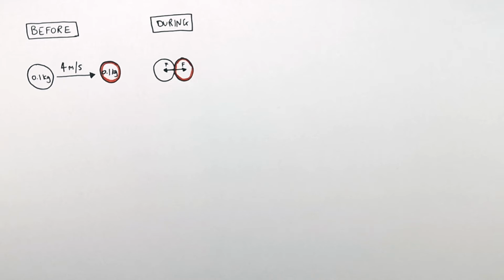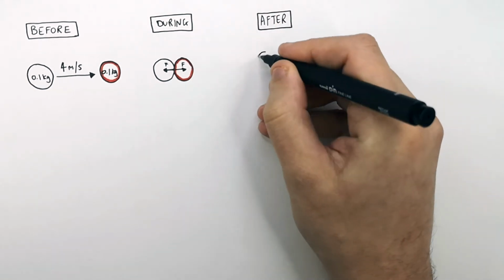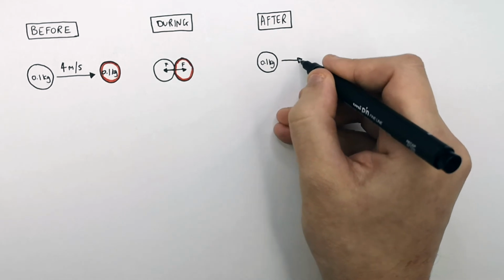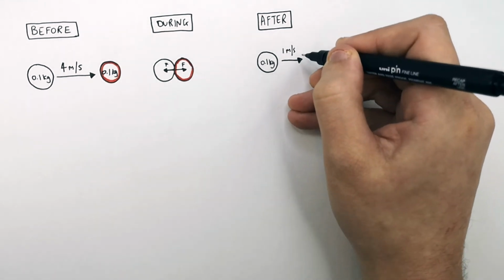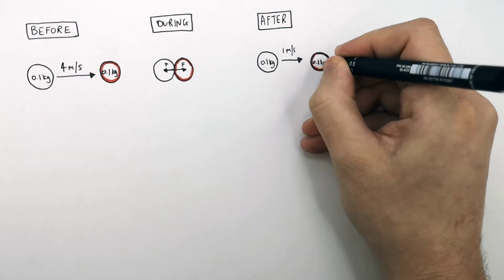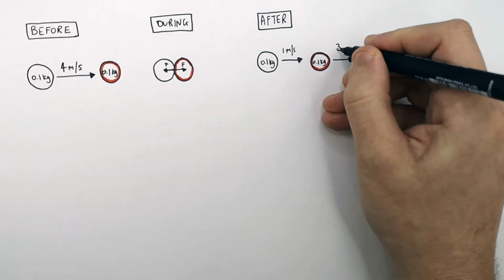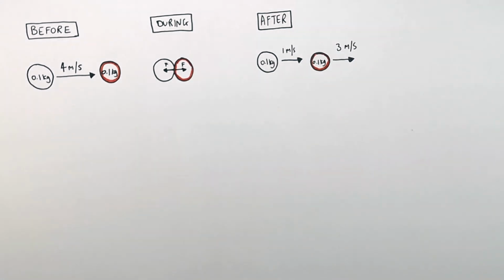The time the white ball and the red ball were in contact with each other was 0.1 seconds. So that was t, the time. After the collision, the white ball is now moving with a velocity of 1 meter per second, and the red ball is moving with a velocity of 3 meters per second. So we can now calculate the force that caused the change in velocity of each ball, using the equation F equals m times v minus m times u, divided by t.